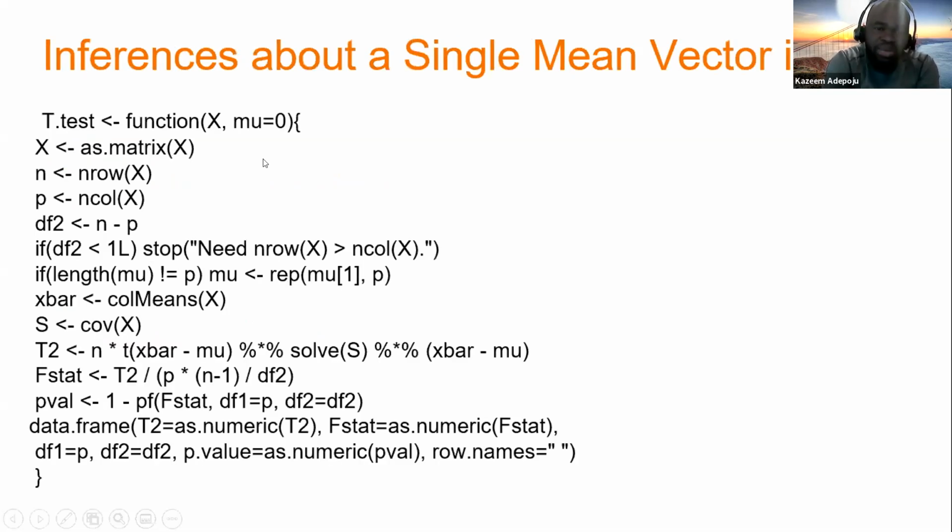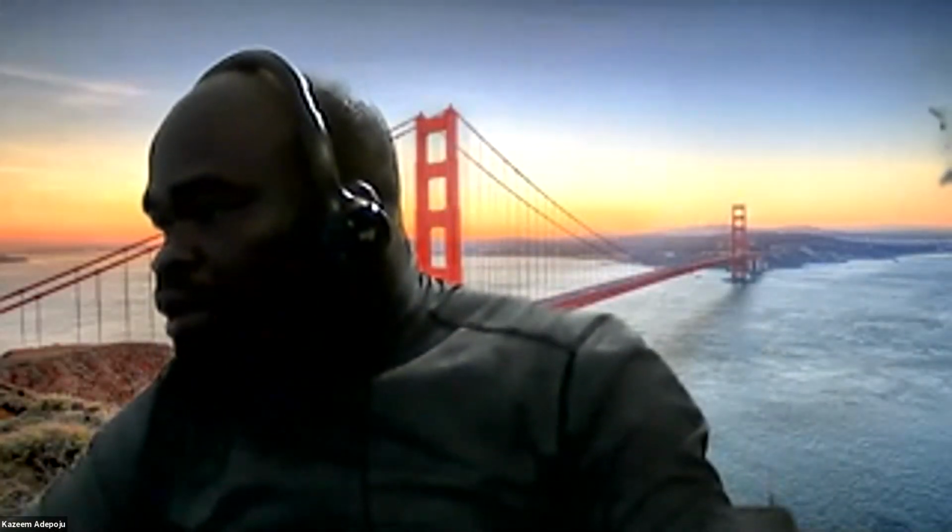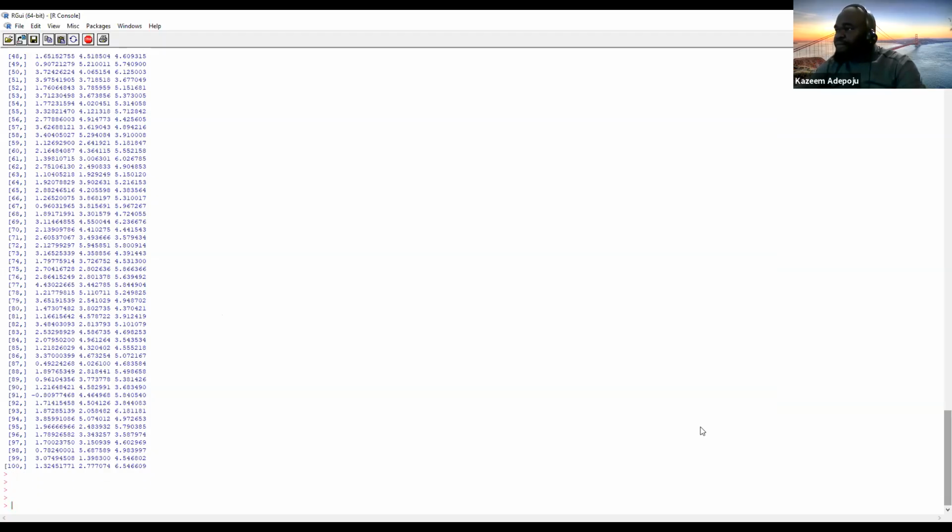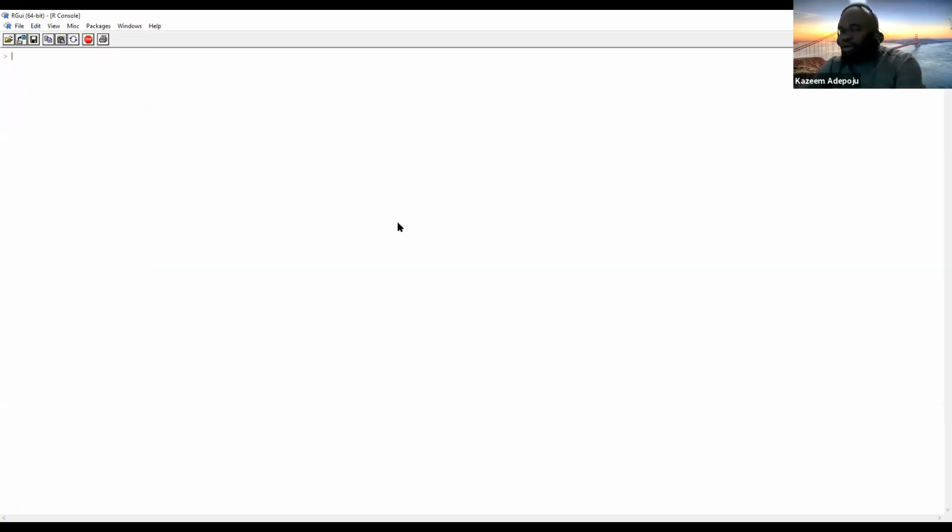This is a formula. You're going to copy this. You're going to see me copying this right now into R. You're going to see the way I'm going to do that. Now, going back to my R interface. Okay, so I'm going back to my R interface right now. Let me clear it.